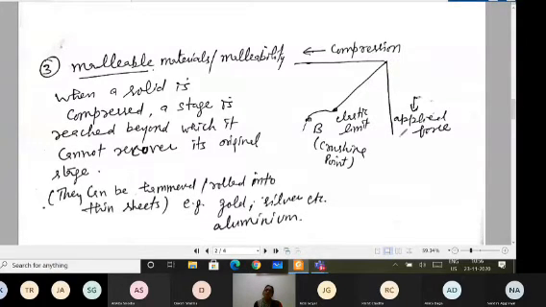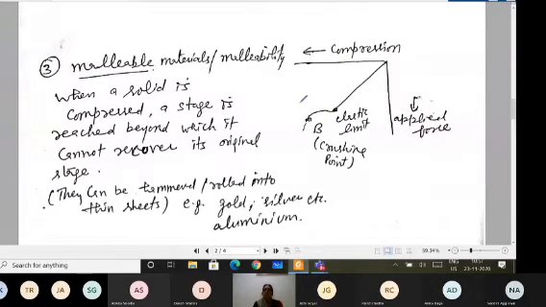That is why I have taken it in the third quadrant. So applied force is coming with the negative sign and length is also decreasing, so both are on the negative axis. When you are compressing the solid, you can apply the force only up to a particular limit, the elastic limit, then it will regain its original position. But if you go beyond it, then it will not be able to recover its original state.